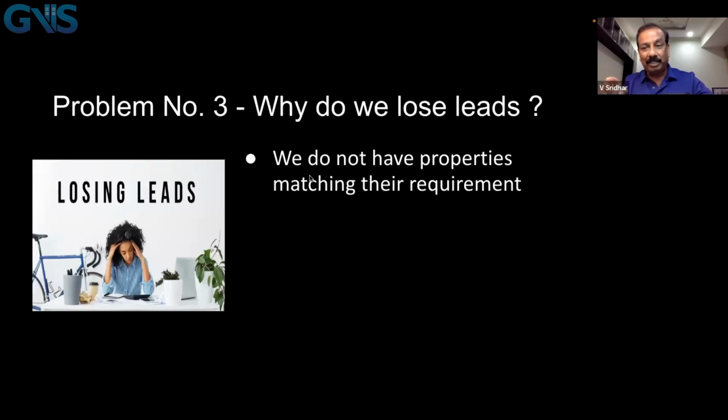Are you interested in seeing plots, etcetera? Now you're trying to divert his thinking from apartments to plots. Possibly, he may get converted. You never know. Or you can tell him, villa is there, sir. Would you like to see villas? So you have to satisfy the client's interest. Now, when you do it this way, sales will happen and you will not lose leads at all.